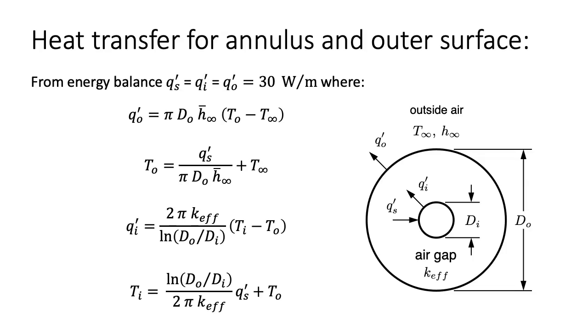To model the natural convection from the outer surface, we use Newton's law of cooling and solve for the outer temperature as shown. To model the natural convection for the annulus, we use an effective thermal conductivity that accounts for the conduction and advection across the air gap and solve for the inner temperature as shown.